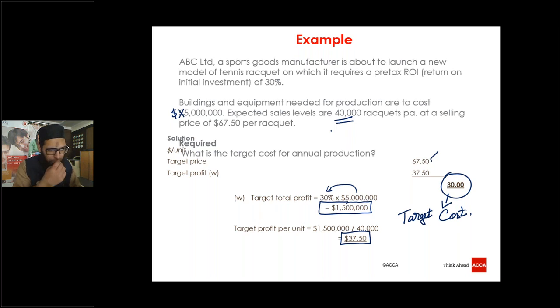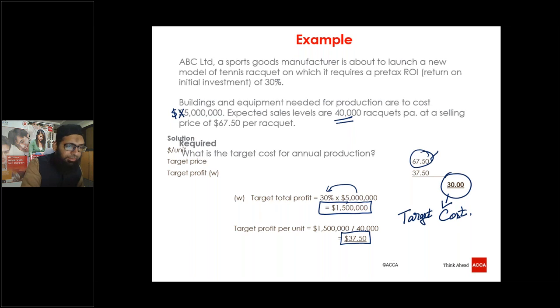So first of all, we have to calculate the target cost, and the formula for target cost is target price, or the estimated selling price, minus target profit. So the selling price was 67.5. Now to estimate the profit, the data that we have provided is about the return on investment. Because the data to calculate the profit in the example was based on return on investment, that is why I have used that.